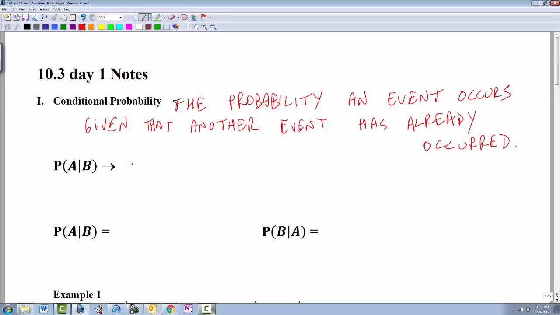So this next notation is the probability of A happening given that B happened. Let's put happened. Wait, is that 2 N's or 1? Is it just 1? I never was good at English.